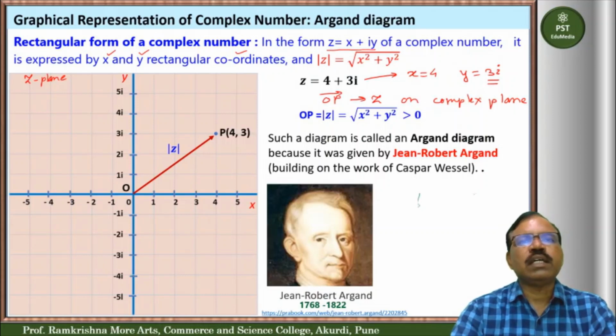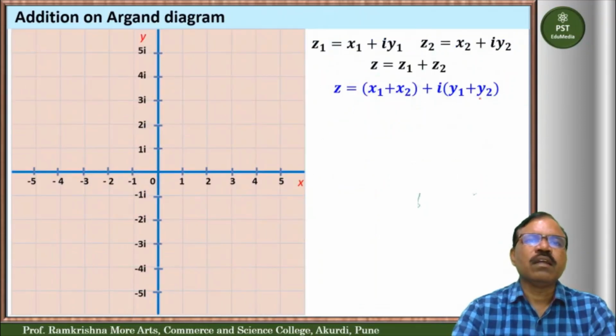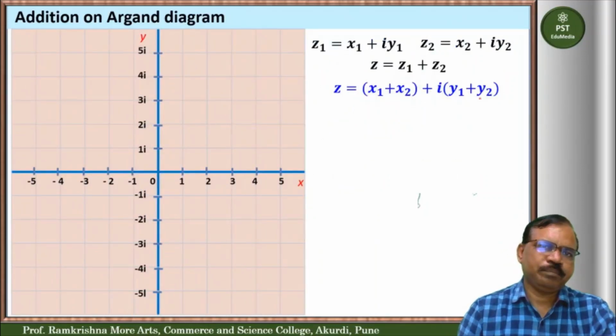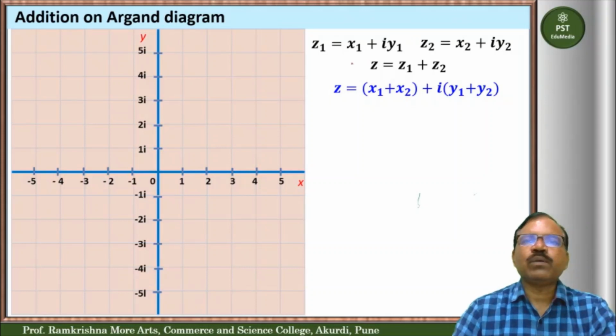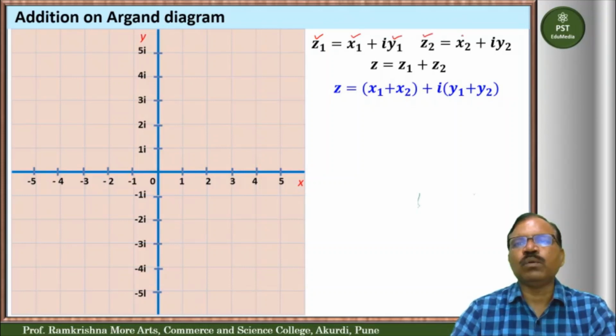Now we will use this Argand diagram to represent addition of two complex numbers and subtraction of two complex numbers. So let us take an Argand diagram, and we have two complex numbers. The first one is Z1 with real part x1 and imaginary part y1, and the second complex number is Z2 with x2 as real part and y2 as imaginary part. And we have to take the addition. So Z is equal to Z1 plus Z2.